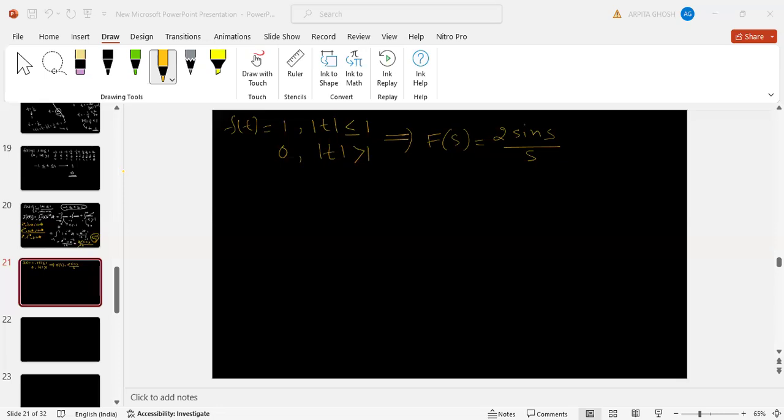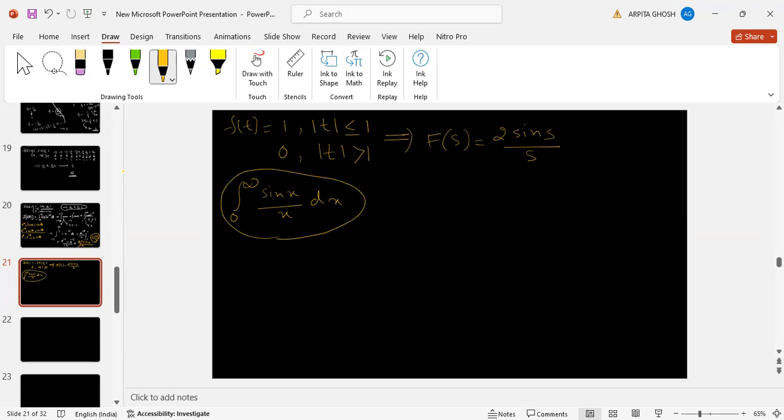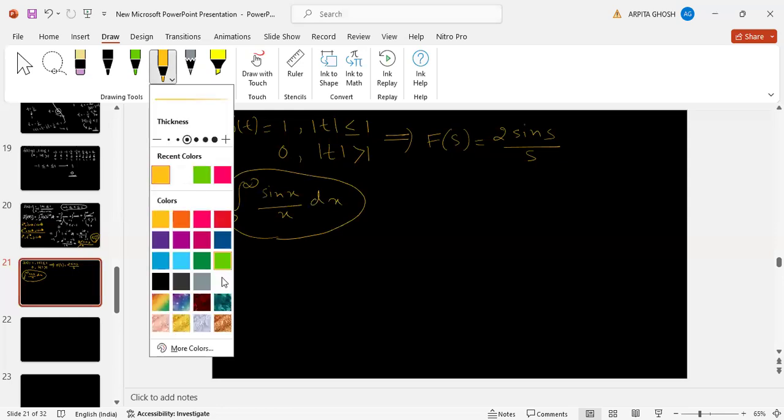The question was: find the Fourier transform of this function and hence find the integration 0 to infinity sin x by x dx. For this second part, we have to apply the Fourier inversion formula. So let us write down the inversion formula.